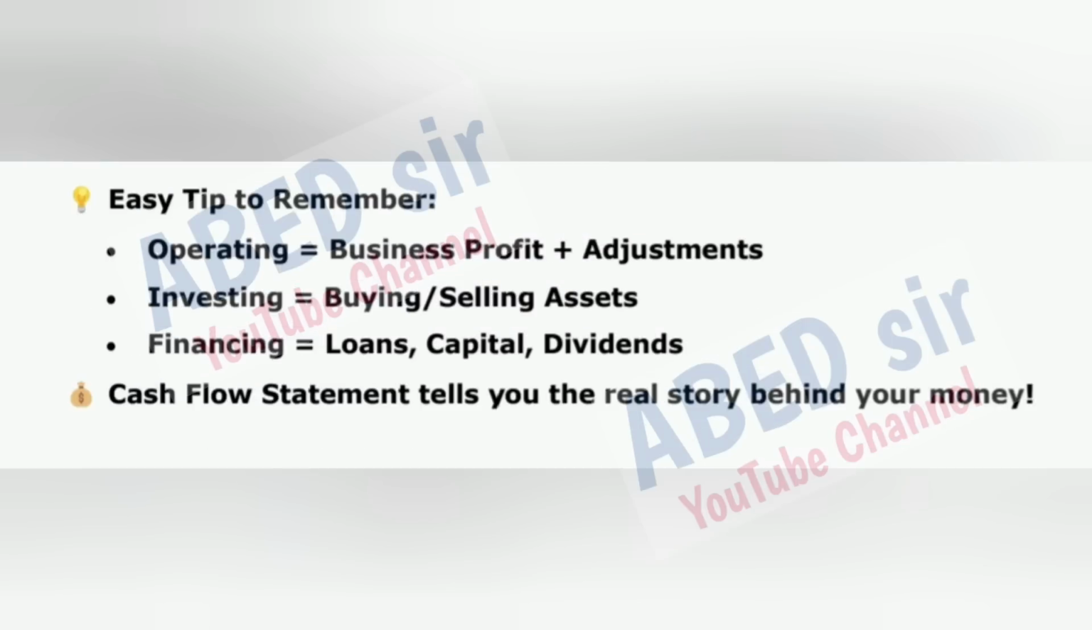Easy tip to remember. Operating is equal to business profit plus adjustments. Investing is equal to buying and selling assets. Financing is equal to loans, capital, dividends. Cash flow statement tells you the real story behind your money.